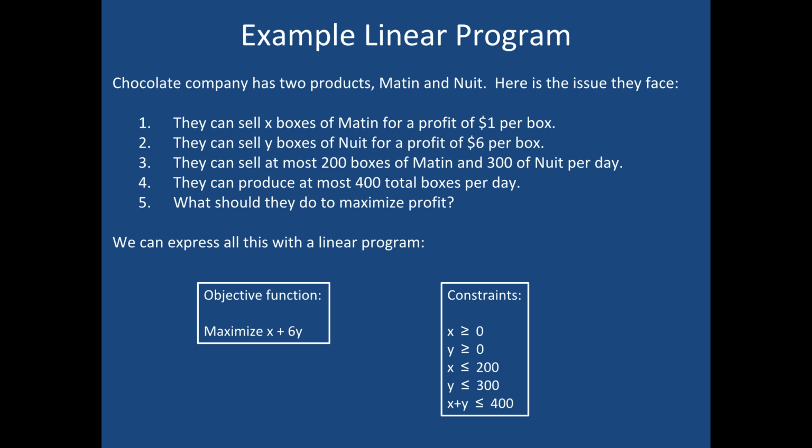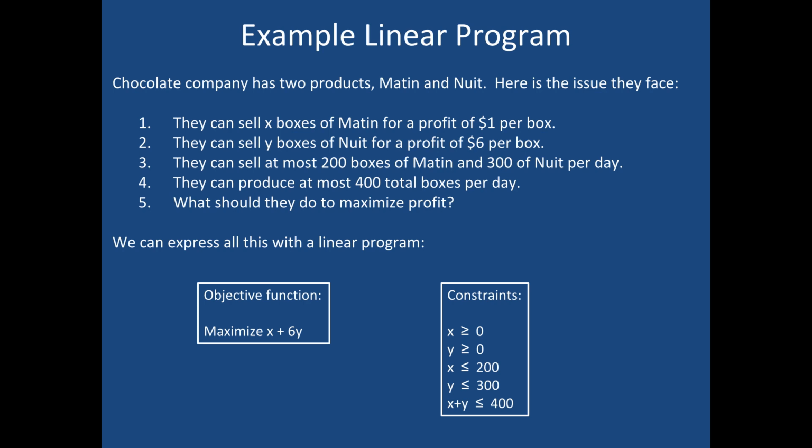They've got limitations though. Well, not manufacturing, they've got sales limits. They can sell at most 200 boxes of Matin and 300 of Nui. They can produce at most 400 total boxes per day. And the question is, what should they do to maximize profit? Now you can probably solve that in your head. What should they do? Max out on the Nui. So make 300 boxes of Nui and sell them, and then they can make 100 more boxes of the cheaper stuff. All right, so that's simple.